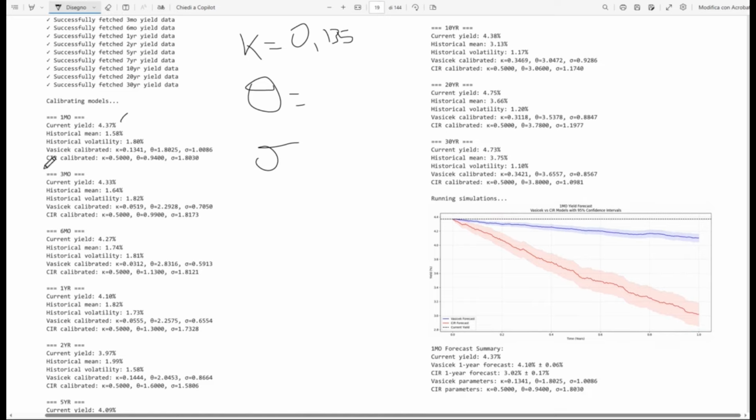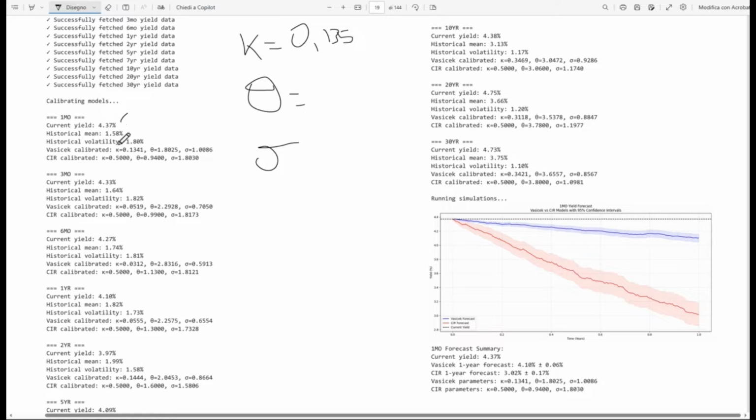Okay, the same is for the CIR model, but here the kappa parameter is 0.5, so it tells me that basically half a percentage point is the average mean reversion. It's a quite large parameter, but I won't take it as very precise. I would consider the Vasicek model much better.